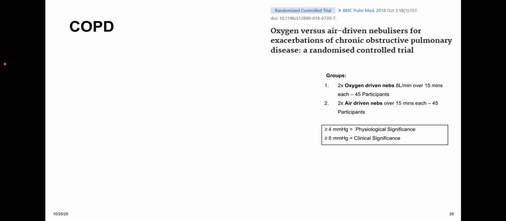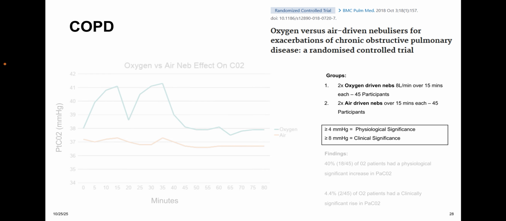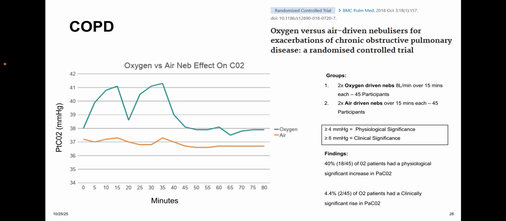If there was a 4 millimeter increase in CO2, that was considered a physiologically significant raise of CO2. And if there was an 8 millimeter raise in CO2, this would be a clinical significance. And above that, there was another safety threshold to say this is a dangerous level. Now, here were the results.